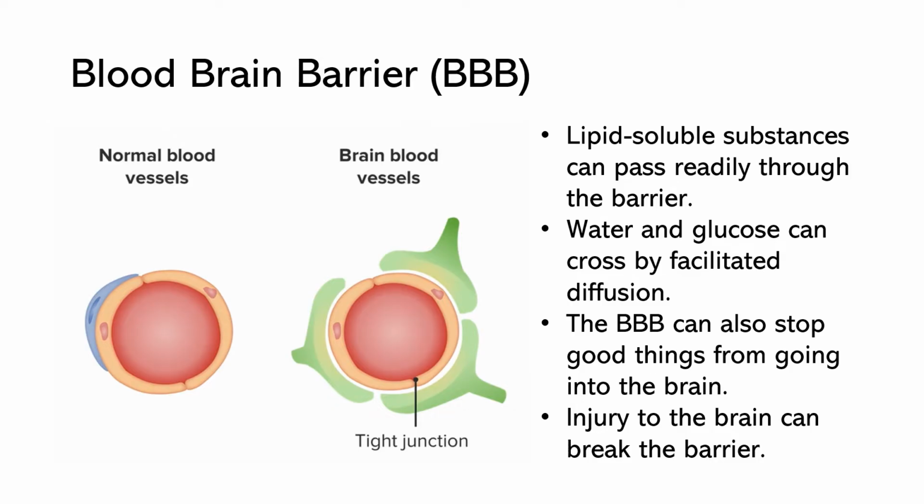The blood-brain barrier can prevent entry of therapeutic drugs, and so it is important when designing drugs that need to go to the brain to take the blood-brain barrier into account. Injury to the brain can also cause a breakdown of this blood-brain barrier. If this occurs, this may permit passage of substances that normally would not be able to get into the brain tissue.